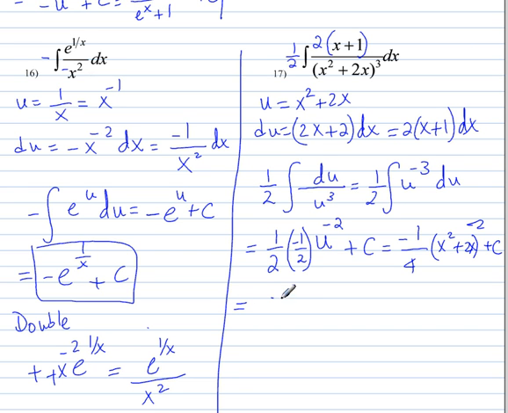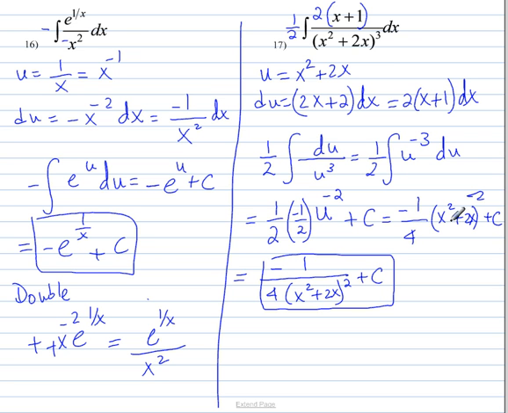Or if we want to write it a little bit prettier, that's negative 1 over 4 times x squared plus 2x, squared, plus c. That's our answer. Let's double check quickly by taking the derivative. Let's take the derivative when it's in this form. Negative times negative is positive, 2 times 1/4 is 1/2. x squared plus 2x, let's write it here. This is our double check.